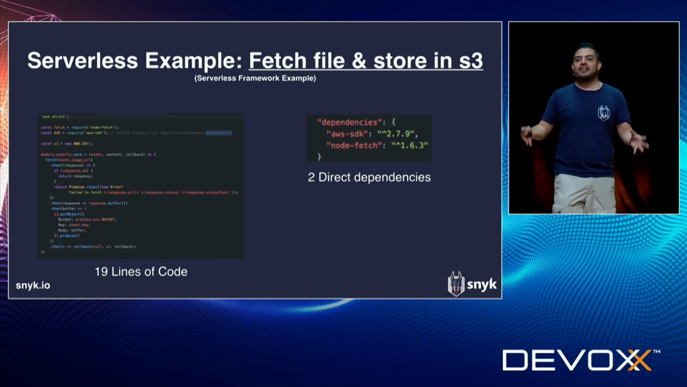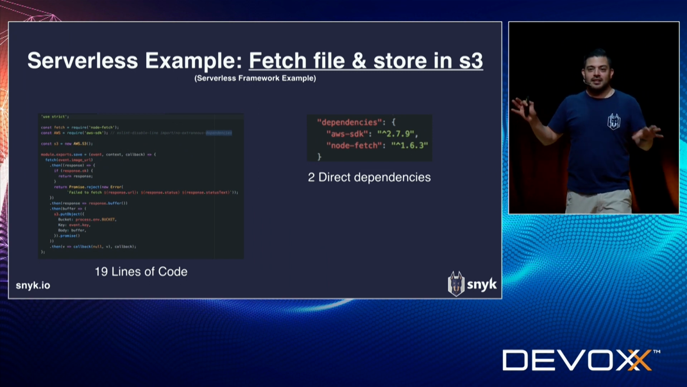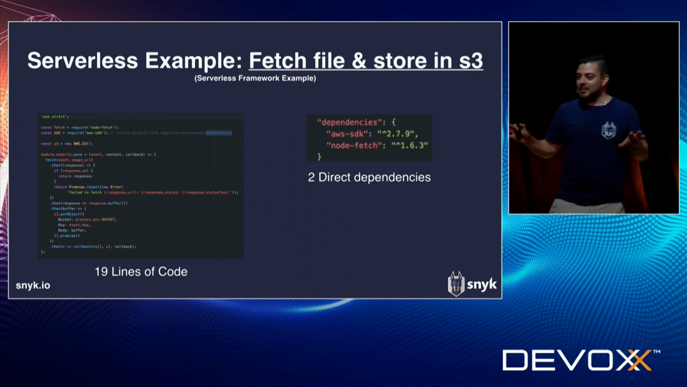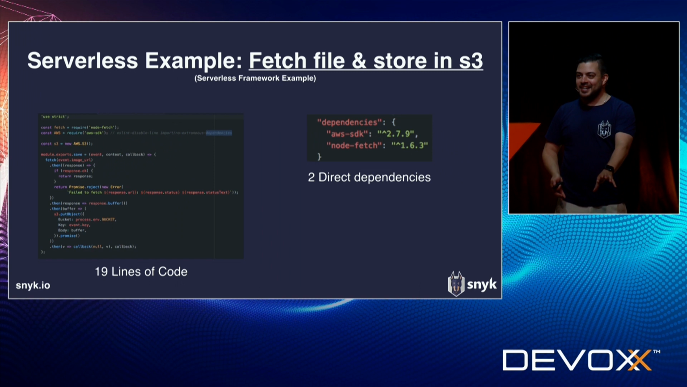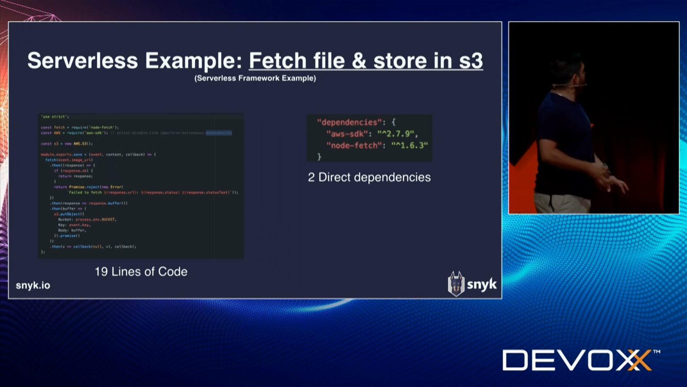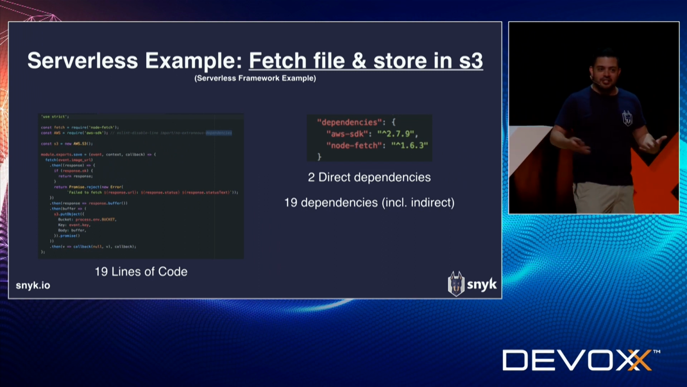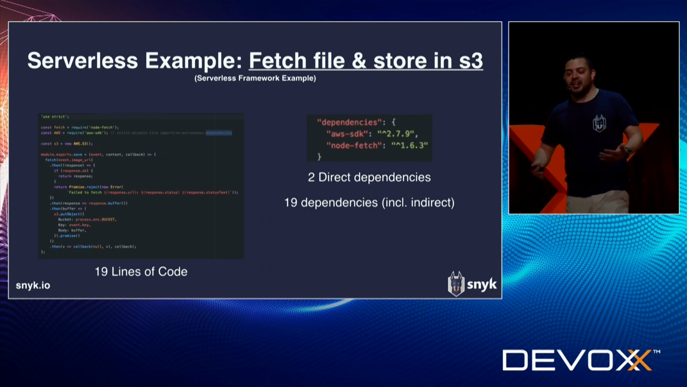How many transitive dependencies, indirect dependencies, do we think this has? And I know this is going through NPM, but it's not as bad as most NPM Node applications. What do we think? 200? No, not quite as bad as that. Sixty? Only 19. Okay, so this is actually a reasonable ratio. For every one dependency, we get around another nine, ten or so.